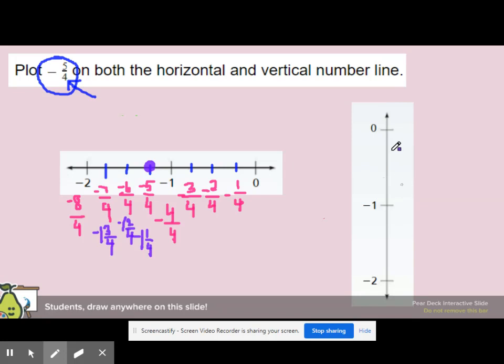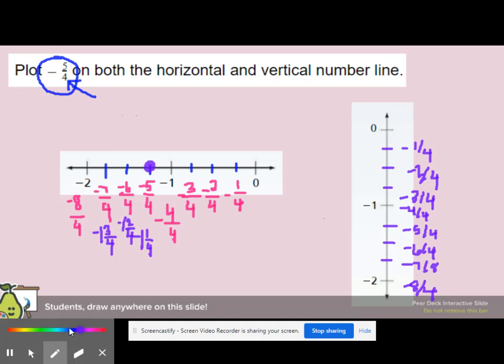Now this one just wants me to go up and down. So remember, it's fourths. You need one less tick mark than the denominator. So 1, 2, 3. You're dividing up your whole into fractional parts. So this is -1/4, -2/4, -3/4. This one's -4/4, which is a whole, -5/4, -6/4, -7/4, -8/4, which is -2 wholes.